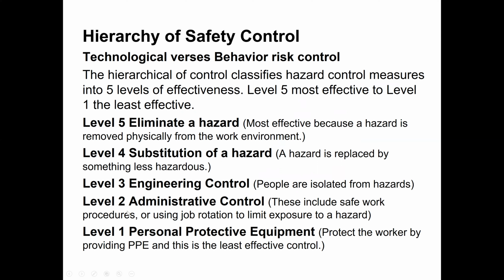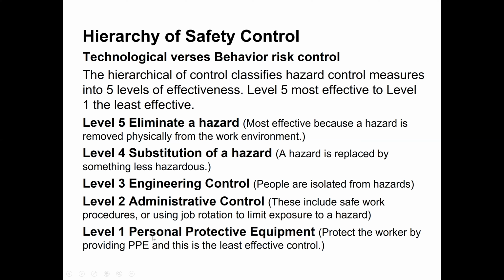Level 2 is administrative control. This includes safe work procedures, and using job rotation to limit exposure to a hazard. People who spend a long time on the job suffer fatigue, so they can face accidents. If a person is sleepy, we can control this in an administrative way, so that they can avoid those accidents.